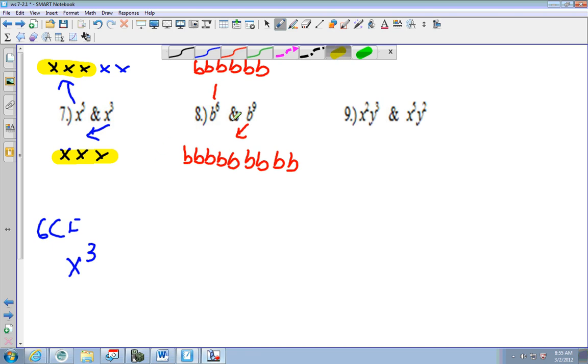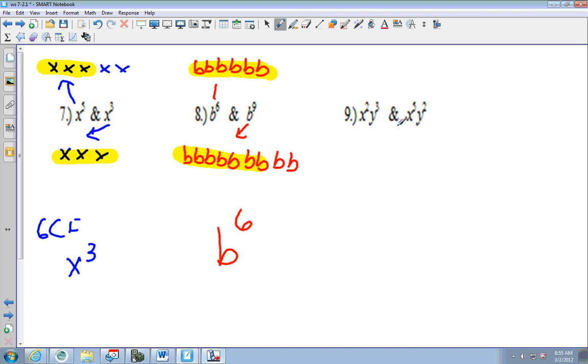Now, I have 6 B's up here, and I have 6 B's right here. My GCF is B to the 6th. It's whatever the power is of the smallest exponent. So you can already tell which one it is. Yes, let's look at this.